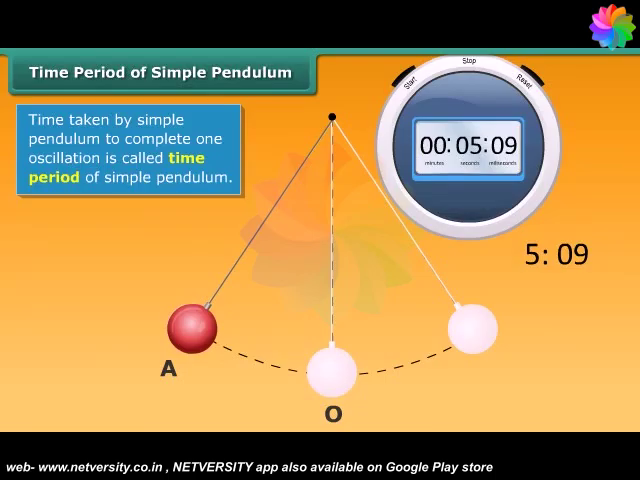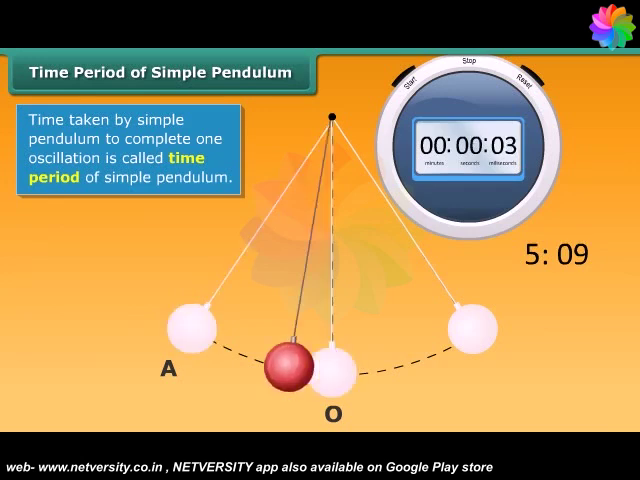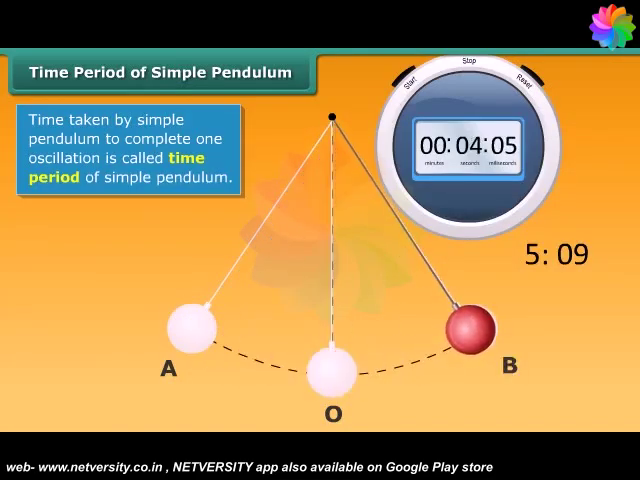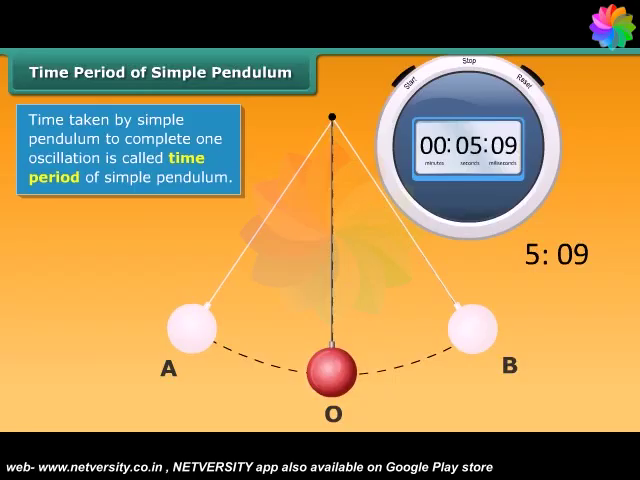When the bob comes back to the extreme position A, note the time on the stopwatch. Repeat the activity. This time, start from the equilibrium position O. Note the time taken by the pendulum to complete the 1 complete oscillation from O to A to B, B to O. The time so recorded is the time period of simple pendulum.